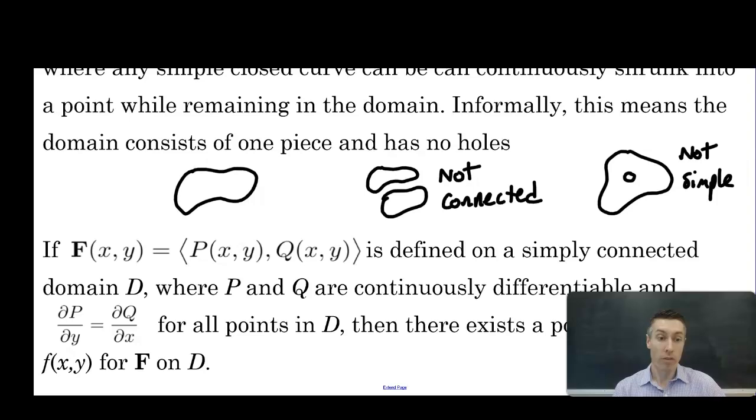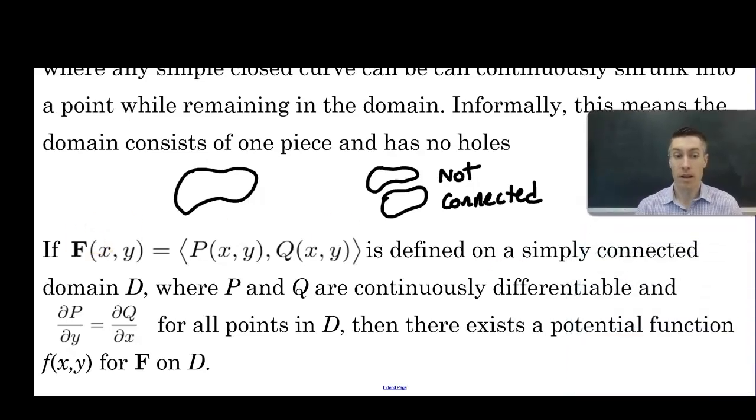So now, with all of that established, if our vector field F, which has components P and Q, is defined on a simply connected domain D, where P and Q are continuously differentiable and the partial of P with respect to y equals the partial of Q with respect to x for all points in the domain, then there exists a potential function f(x,y) for the vector field F on that domain. So notice a few qualifiers before you even get to looking at the partials and if they're equal.